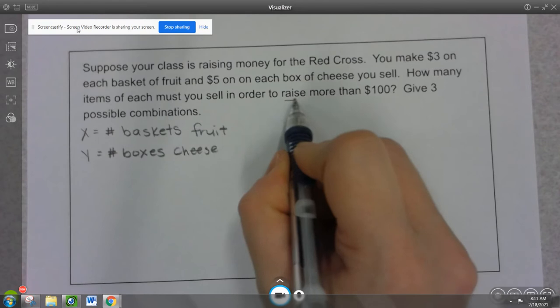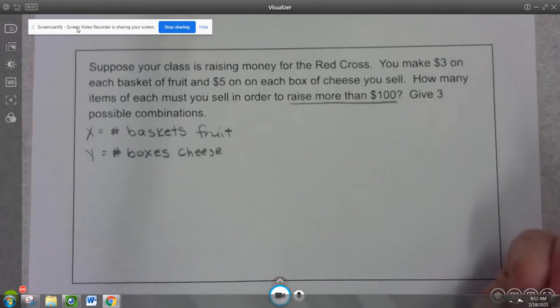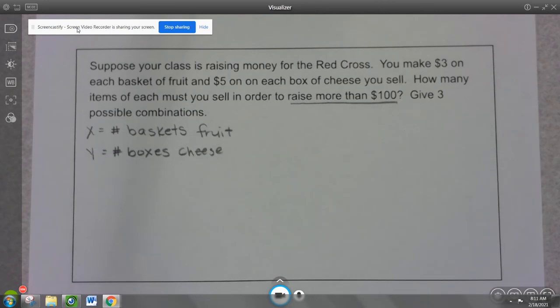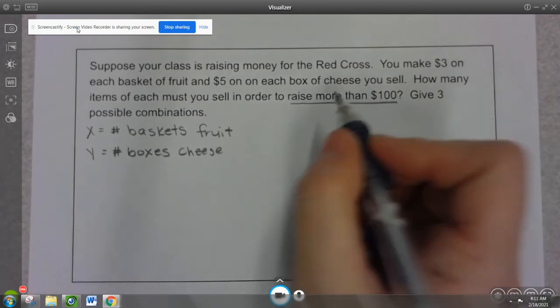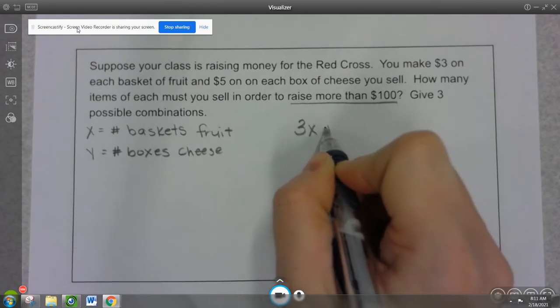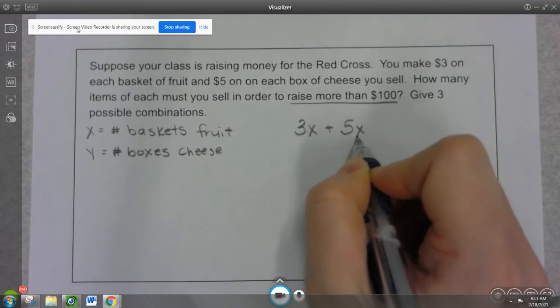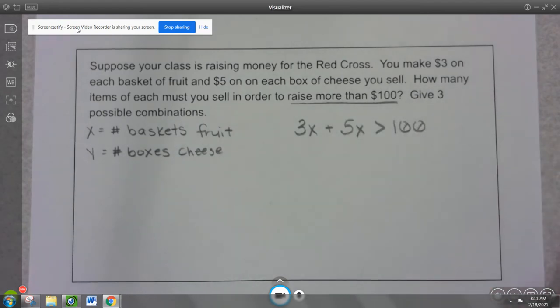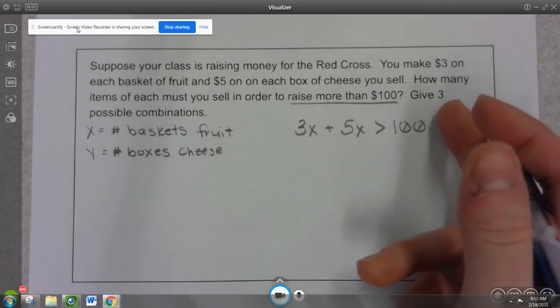And we want to raise more than $100. That means $100 exactly is not going to cut it. So $3 for a fruit basket, $5 for a box of cheese, and that has to be more than $100. Can't be exactly $100. Now it wants 3 possible combinations.